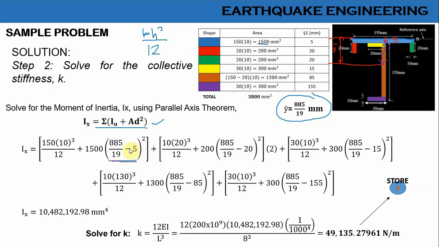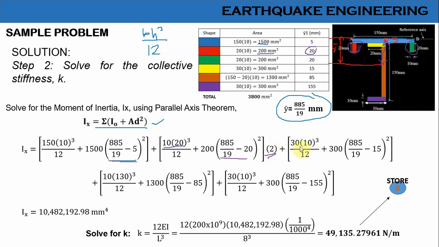Okay, after the blue, let's go to the red. Red is bh cube over 12, so base 10 times 20 cube over 12, plus 200, which is your area, times your d, which is again y bar minus your y1 bar here, which is 20. So 885 over 19 minus 20 squared. Then there are two of them, this one and this one, and they are the same, so this is times 2.